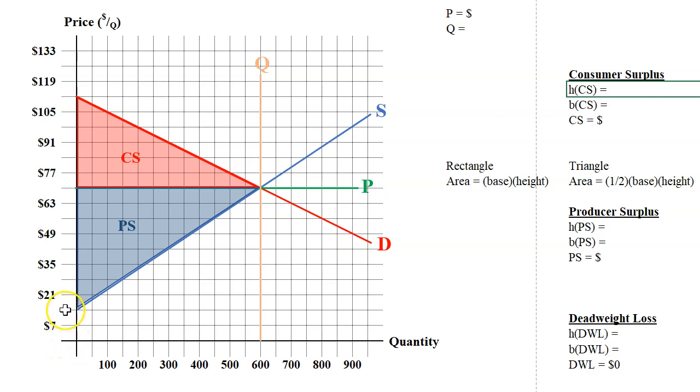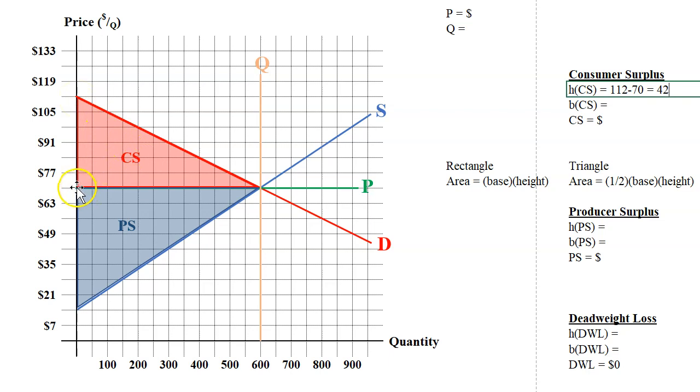Here we got 7, then 14, then 21, then 28, then 35. So 105 plus 7, that's 112. So the height of this consumer surplus triangle is 112. And then we're going to subtract away the price right here, because that's the bottom. So the top is 112. This line right here is 70. So we're going to subtract away 70, and that will give us 42. So the height of this line right here is 42, and that's the height of the triangle.